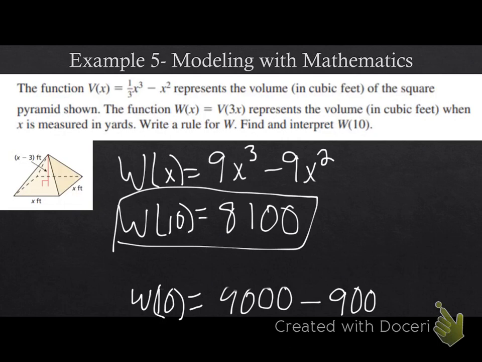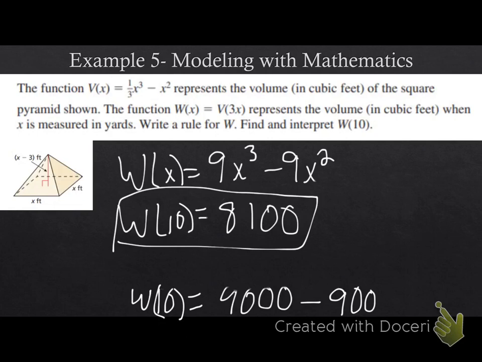And now it wants me to interpret it. That's a big pyramid. What does that mean? It wants me to interpret it in the context of this problem. So let's look at the problem again. The function v of x equals 1/3 x cubed minus x squared represents the volume in cubic feet of the square pyramid shown. The function w of x equals v of 3x represents the volume in cubic feet when x is measured in yards.